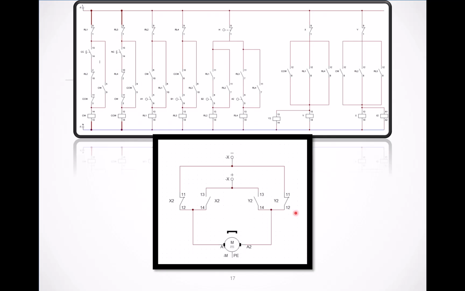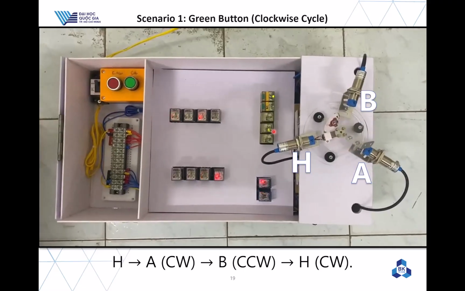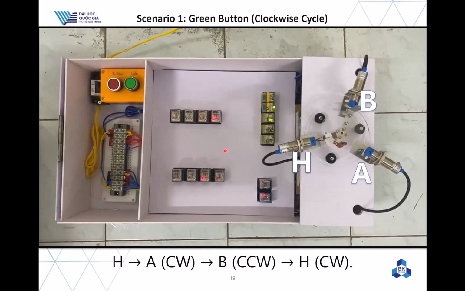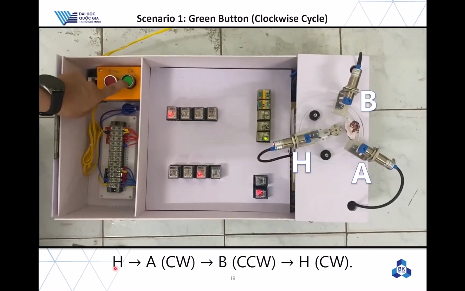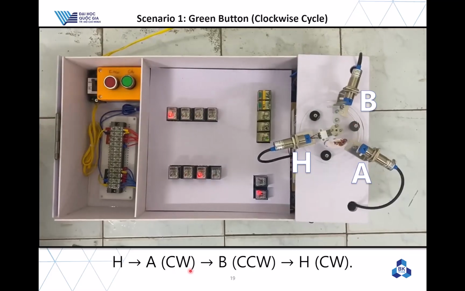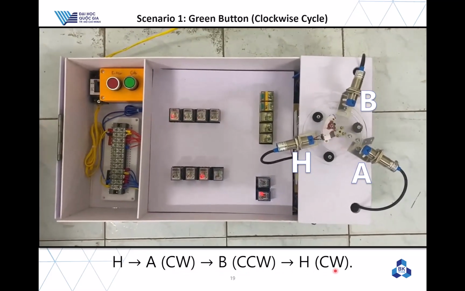This is a CAD simulation interface with a full relay schematic. Here is our final model. Now let's verify the operation scenarios. We have the first scenario, which is the green button in the clockwise cycle. We go from H to A in clockwise, to B in counterclockwise, and back to H in clockwise.